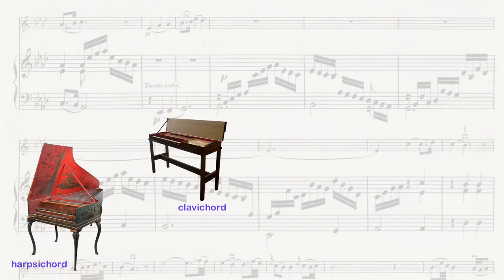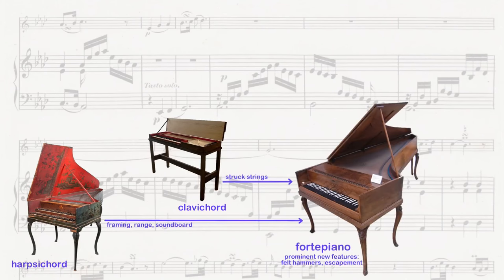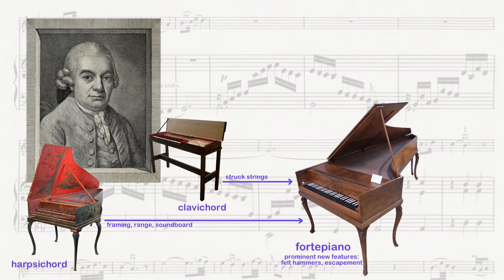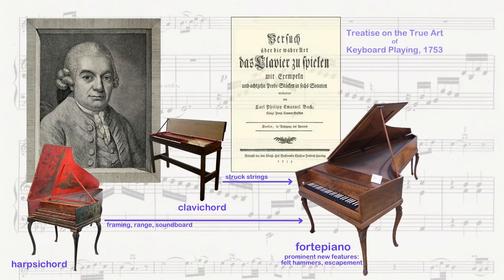As earlier models of keyboard were adapted into the forte piano, chamber scoring evolved right along with it. Piano parts became entirely thoroughly composed, as the general technique of the instrument improved, largely due to J.S. Bach's most influential son, Carl Philipp Emanuel, who wrote the first comprehensive treatise on piano playing.